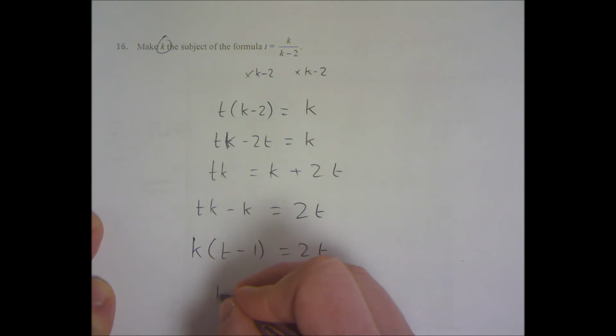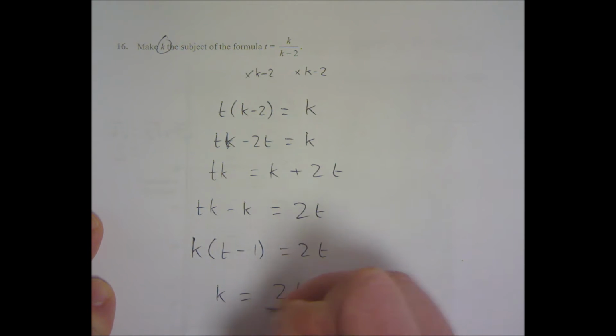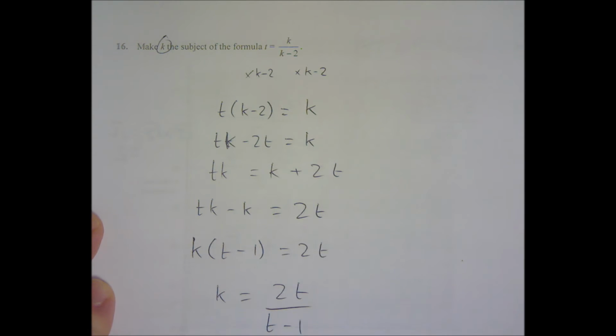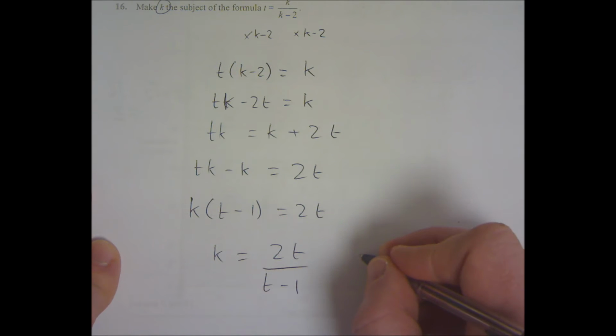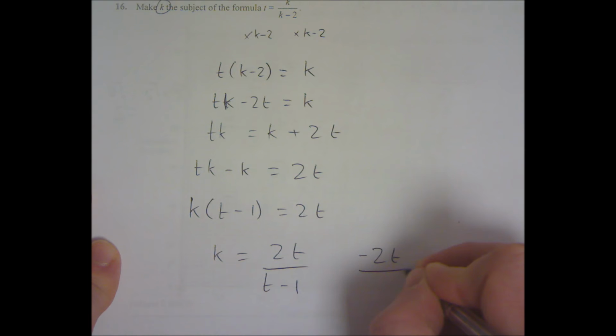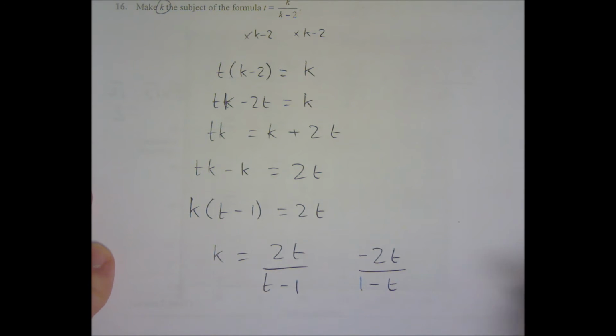Now if you'd rearranged it slightly differently, you might have minus 2t over 1 minus t. That is the same thing, so if you've got that answer, that is fully correct, and the reason that's happened is you've probably taken the tk across at this point to that side, so you had k minus tk.